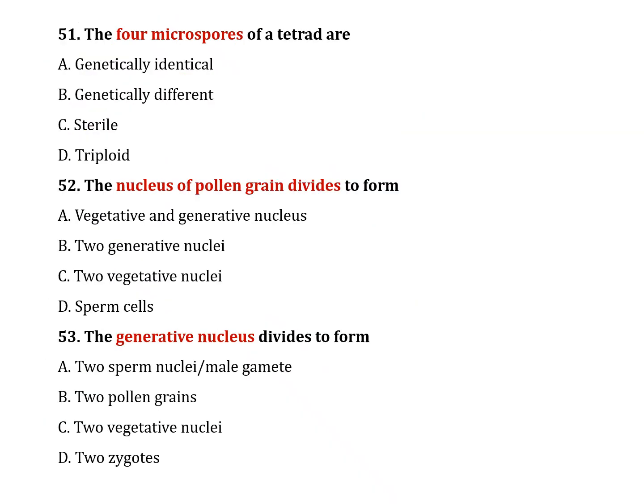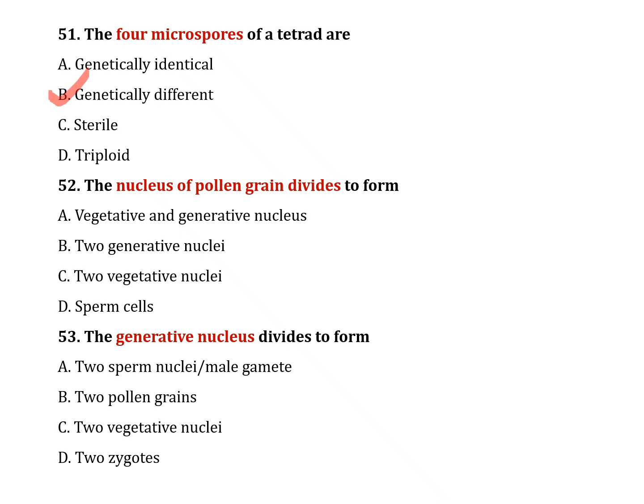The next question, number 51. The four microspores of a tetrad are: option A, genetically identical; option B, genetically different; option C, sterile; option D, triploid. Correct answer is option B, genetically different.